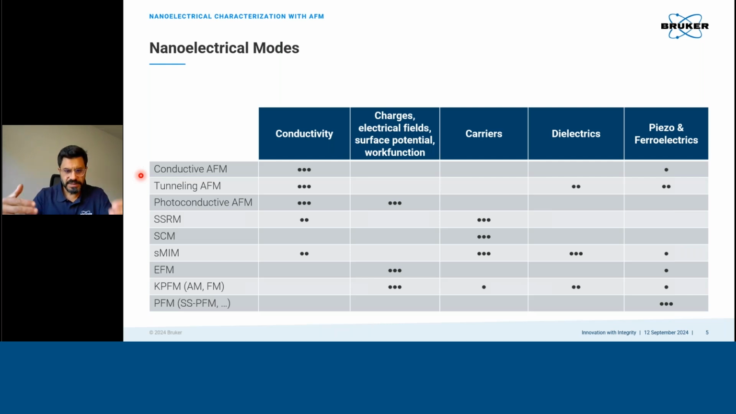So we will get back to this table as we move on in the webinar. But just so that you know, these dots that you see basically represent how much each method is more or less suitable for this type of property to measure. So if you take an example, this KPFM here, for carriers measurements, it's less suitable than, for example, SEM or SMIM. Okay, so we will get back to this table as we move on.